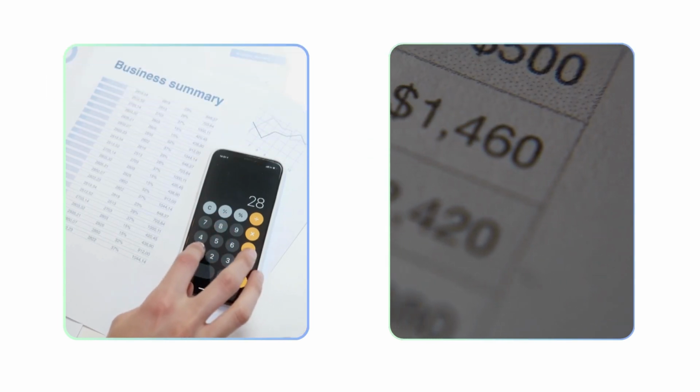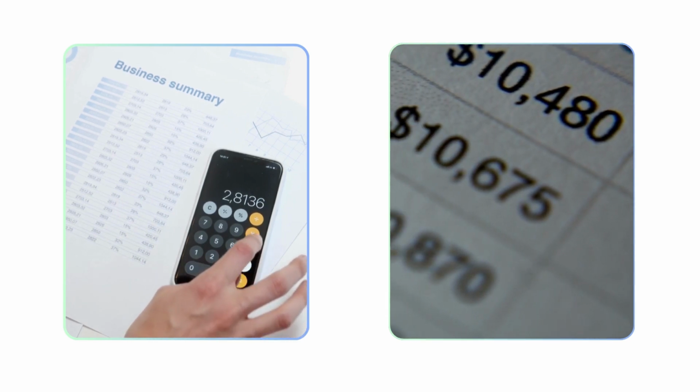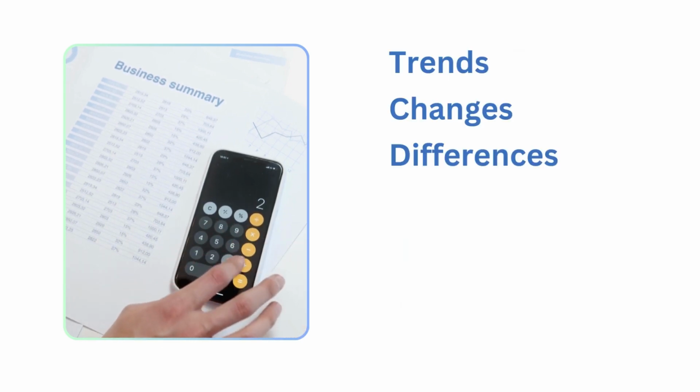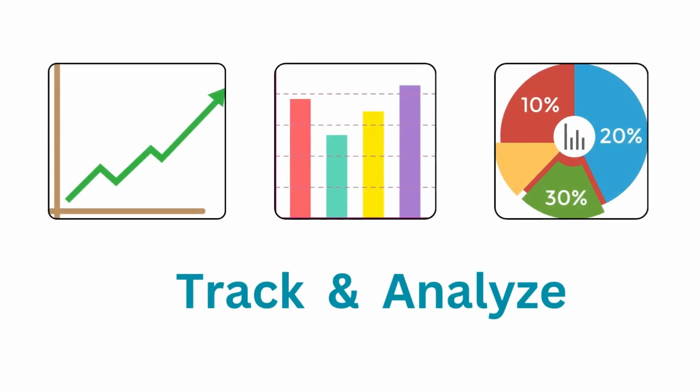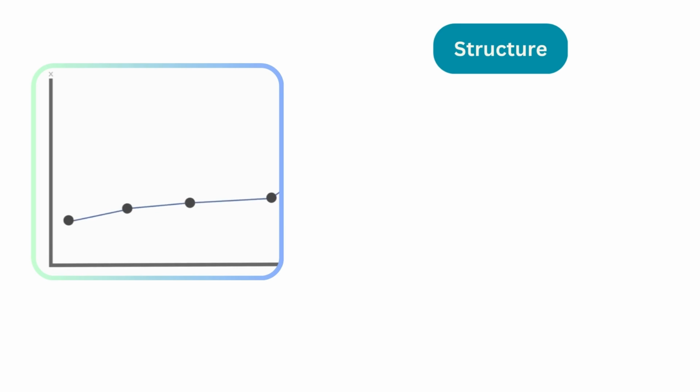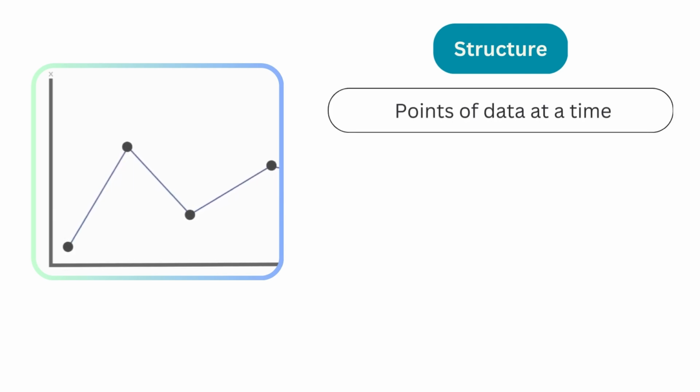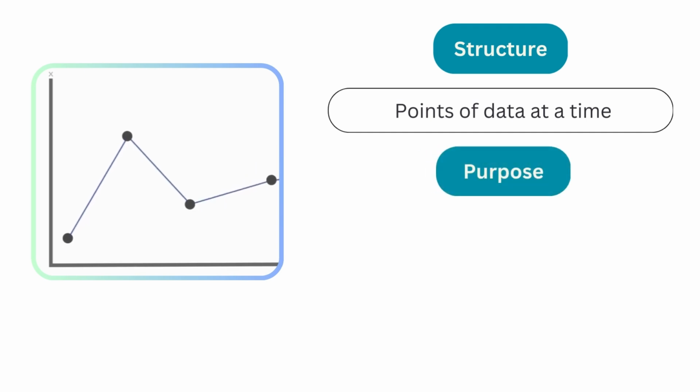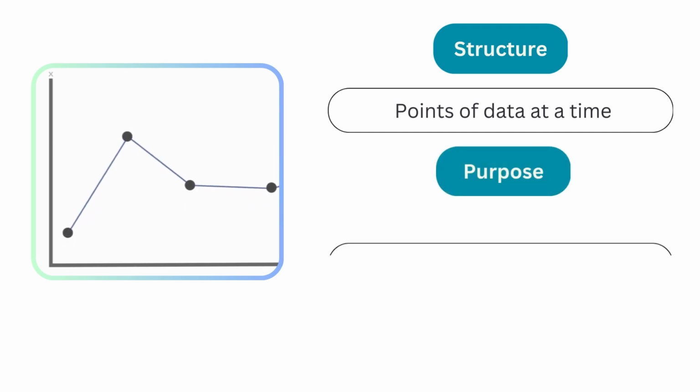While all data can be displayed in a table, tables are not ideal for observing trends, changes, differences, and similarities. To make data easier to track and analyze, we use various graphs and charts, each with its own unique purpose and advantages. First, line graph. Structure. Line graph consists of a series of points connected by lines, where each point represents data at a specific time or interval. Purpose. Line graph demonstrates trends over time.